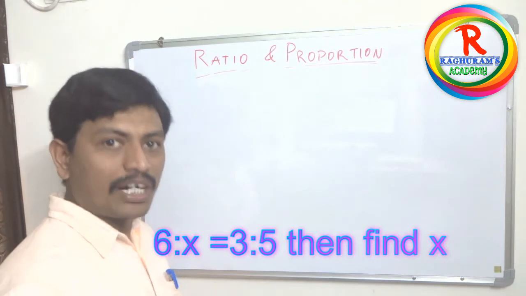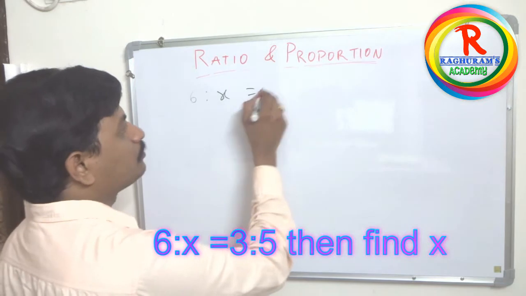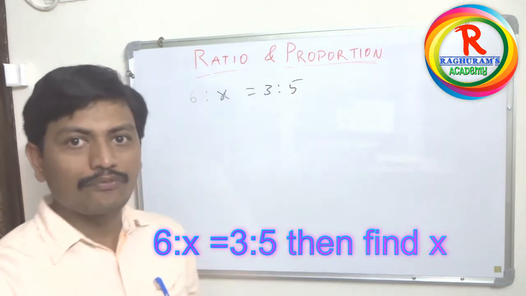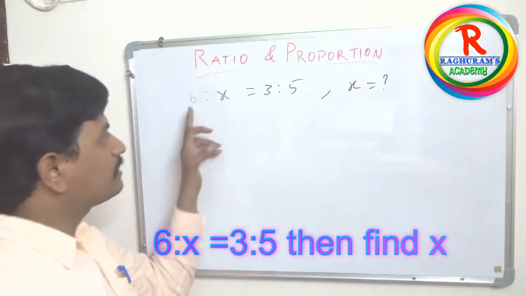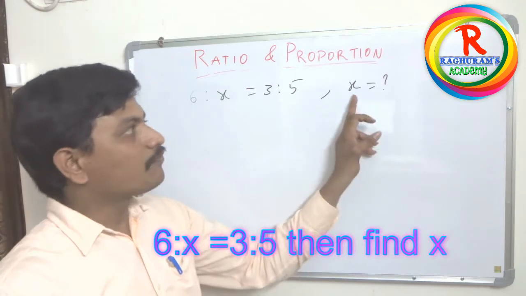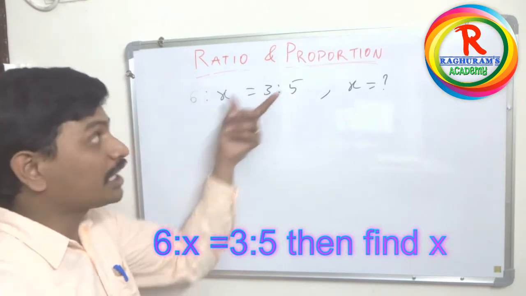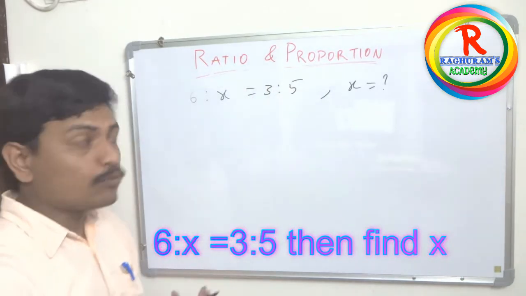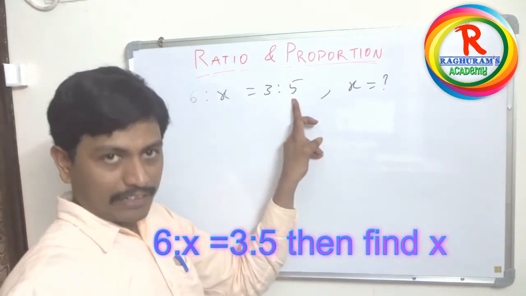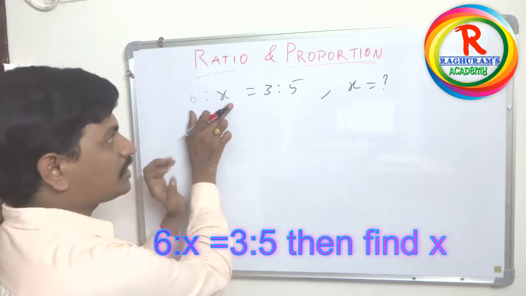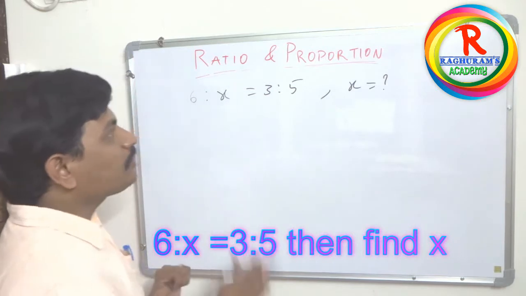Now the first problem in part 3. If 6 is to x is equal to 3 is to 5, then find x. In the previous part we have seen ratio problems. This is a proportion problem. I explained what a proportion means in the first part. 6 is to x is the first ratio, 3 is to 5 is the second ratio. Comparing two ratios is called proportion. And we need to find the x value.